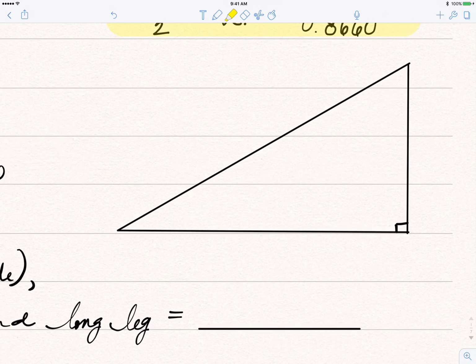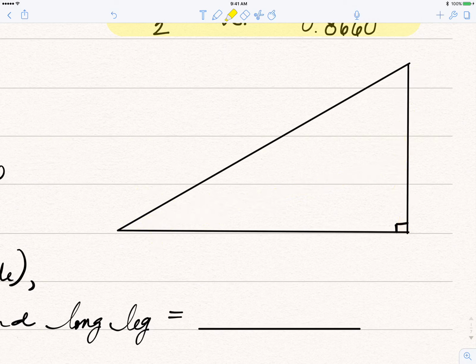One thing I'd like to point out about all triangles, not just this one, is that you can always look at the shortest side, and the shortest side will always be opposite the smallest angle. So this is the smallest angle. The median side will always be opposite the medium angle, and the largest side will always be opposite the largest angle.